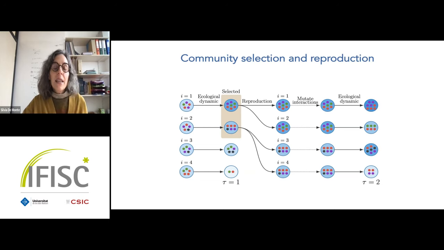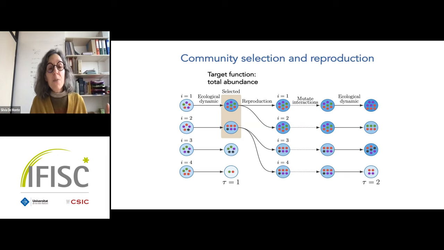So for simplicity in this model, the target of our selection will be total abundance. So you have, think of an ecosystem composed of different kind of unicellular species. And what we want to maximize is something that is basically related to total biomass. In the following slides, I will give you some more precisions on three aspects of this model. First of all, I will tell you how we model the ecology. So how we go from, let's say, a newborn to an adult state.